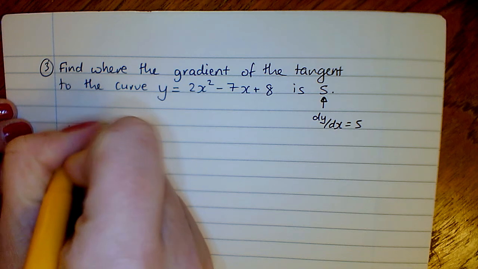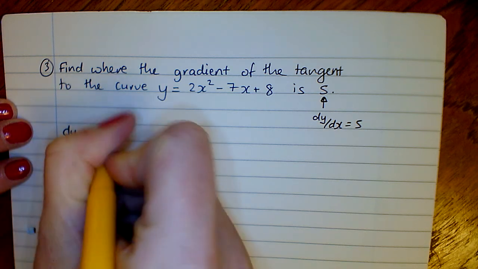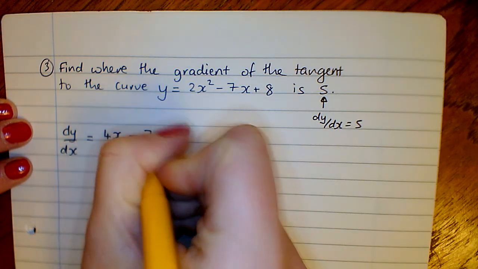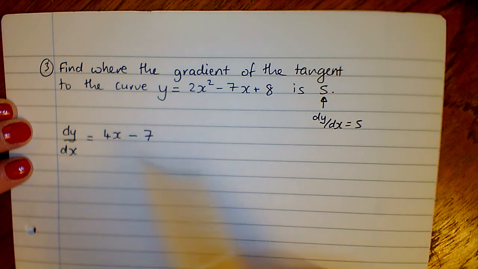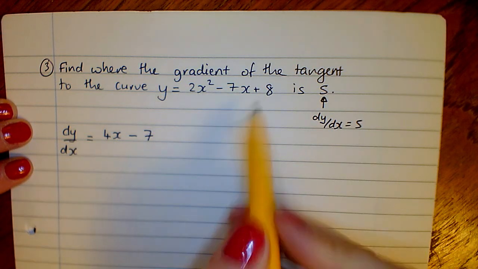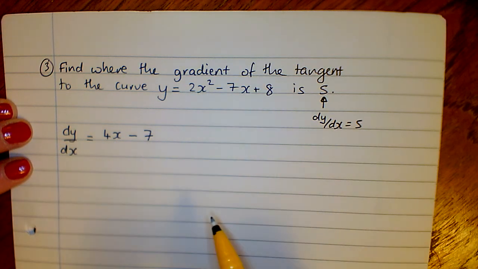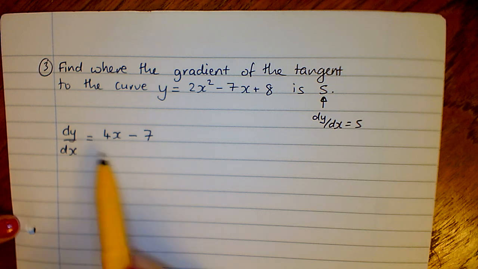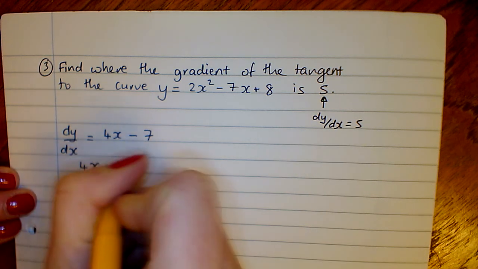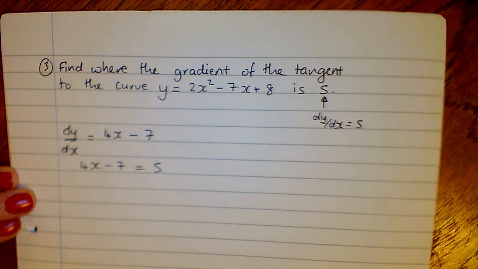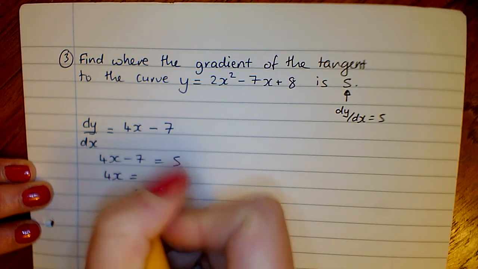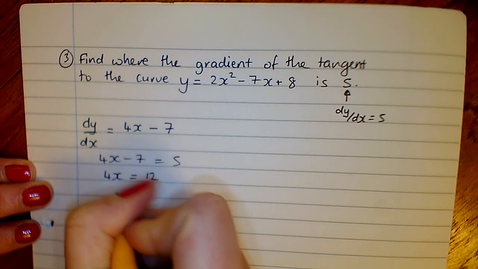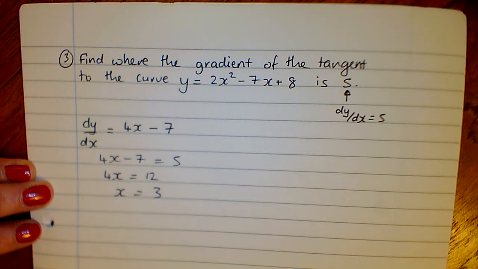So first thing we're going to do, differentiate, and we get 4x minus 7. So 2 times 2 is 4. Take 1 away, minus 7x becomes minus 7. Differentiate 8, we get 0. So we want to find what x value will make this 5. So we let that equal 5. And then we just solve it. So 4x is 12 and x is 3.